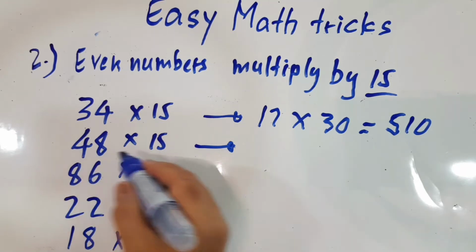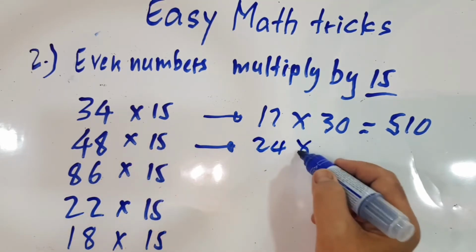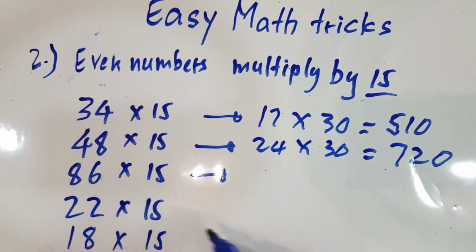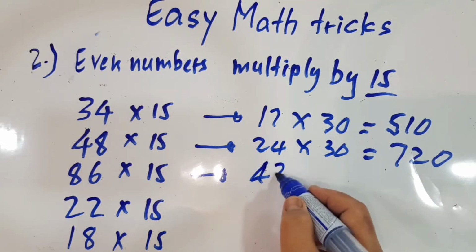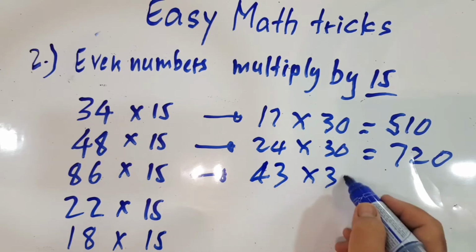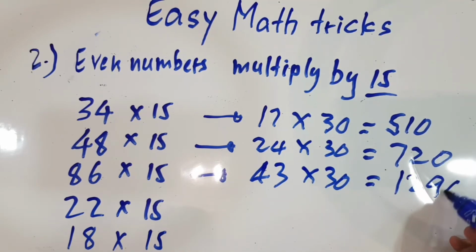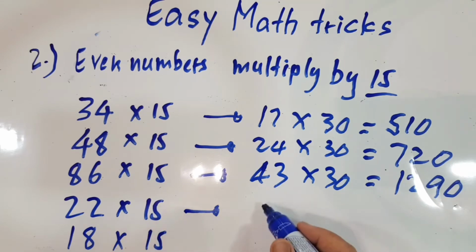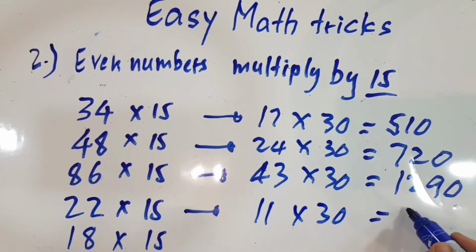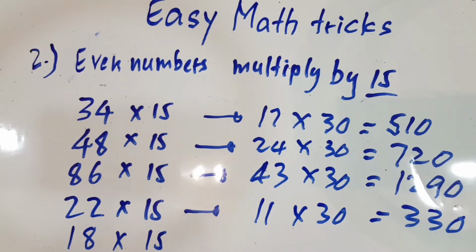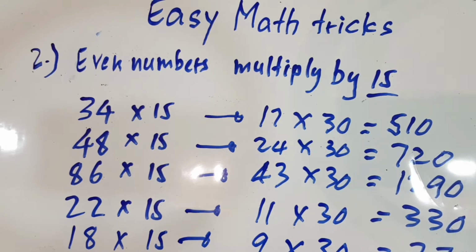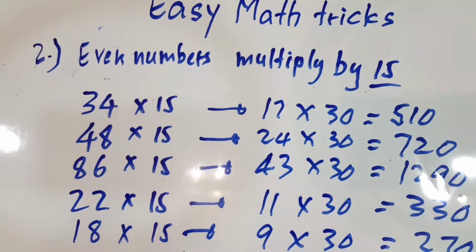Next, do the same. 48 divided by 2, which is equal to 24, and 15 doubled is equal to 30, so it's equal to 720. Now the third one, 86, half of 86 is equal to 43, multiplied by 15 doubled, which is equal to 30, so this is equal to 1290. Now 22 by 15, half of 22 is 11, multiplied by the double of 15, which is 30, so the answer is 330. And our last example, 18 by 15, half of 18 is 9, multiplied by the double of 15, which is equal to 30, the answer is 270. This is an easy math trick.